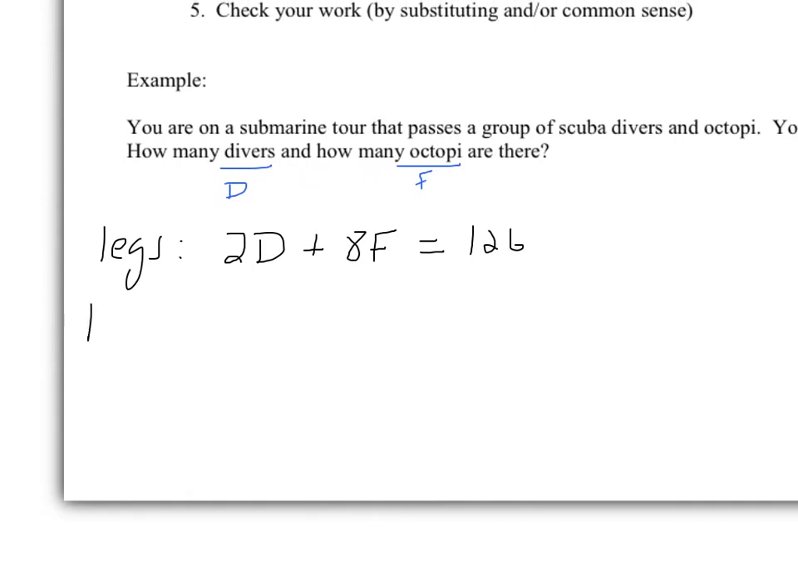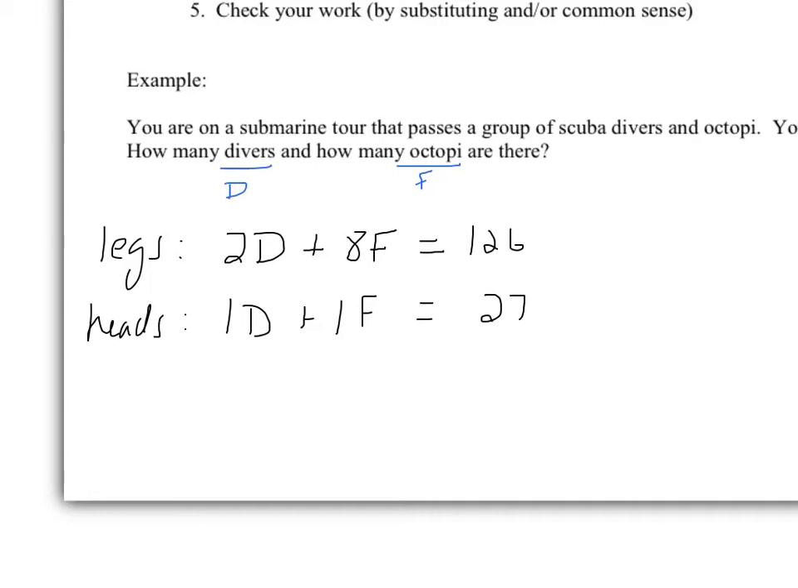When you talk about heads, a diver has 1 head and an octopi only has 1 head. So how many heads did they count? 27. So we have 2 equations, 2 variables in each.